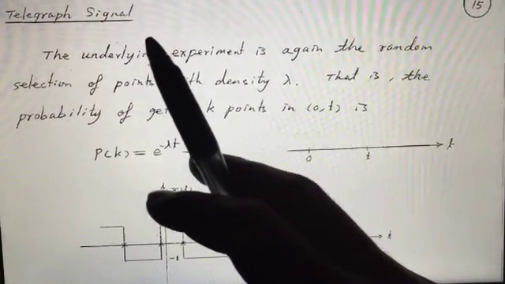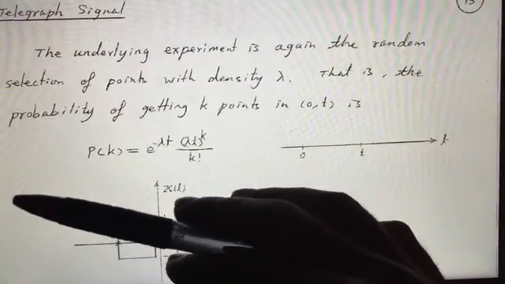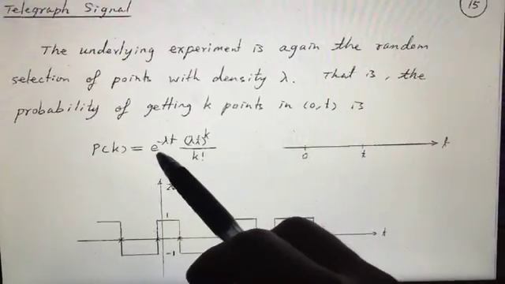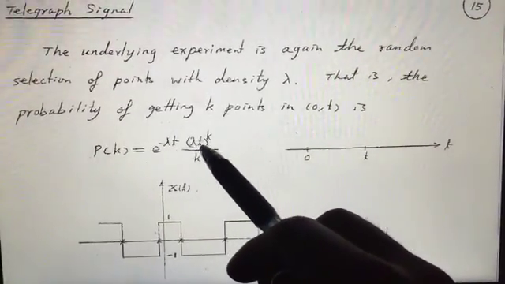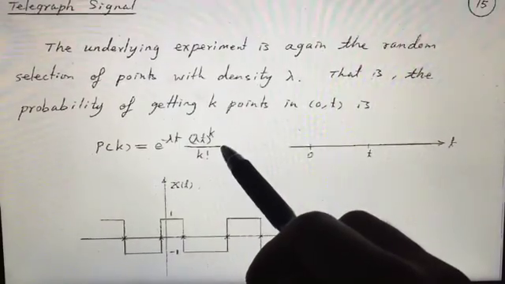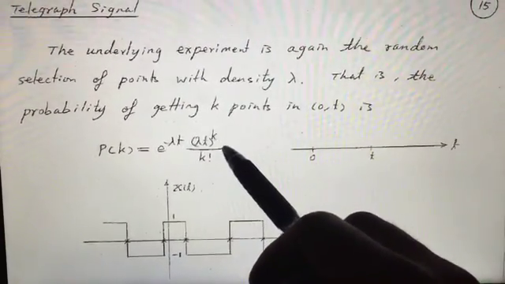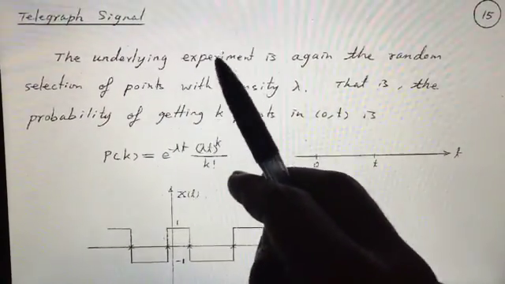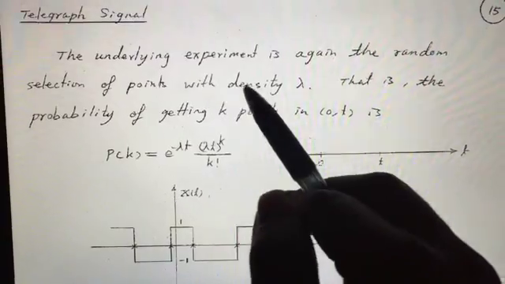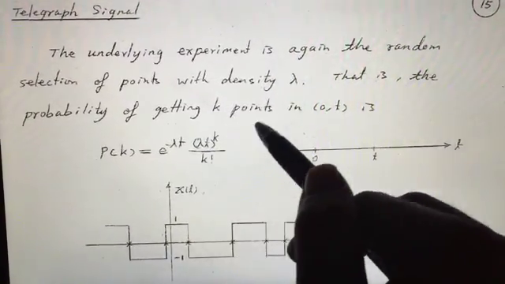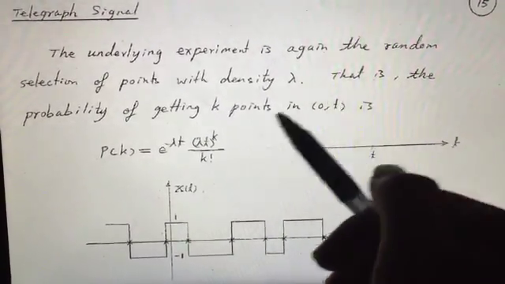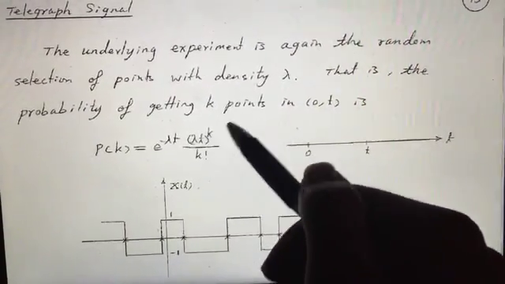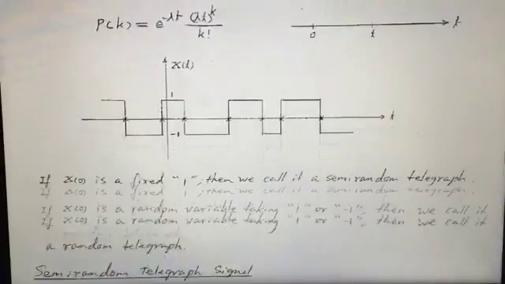So the basic concept for a telegraph signal is, yet again, a Poisson process, as we can see from the equation, e to the power minus lambda t into lambda t to the power k by k factorial, which is the same as the equation for a random variable that is a Poisson process. It says the same thing in the notes: the underlying experiment is again the random selection of points with density lambda, and that is the probability of getting k points in 0 to t. The difference is t, that's why it's t over here, and the number of points is k, so it's k and k factorial, and the main parameter is lambda.